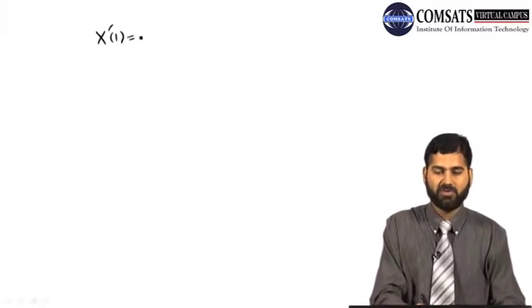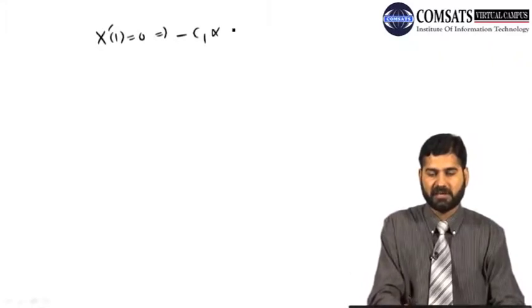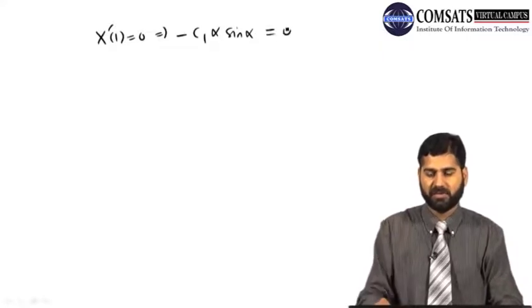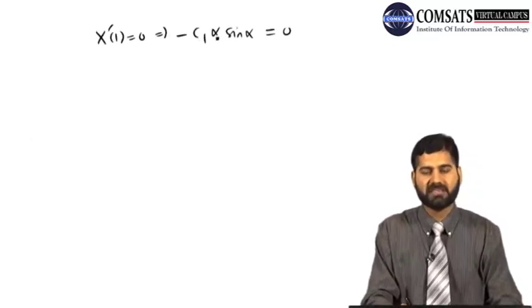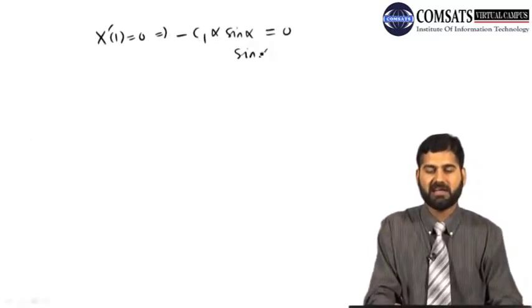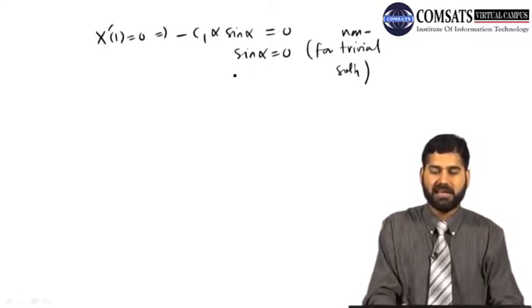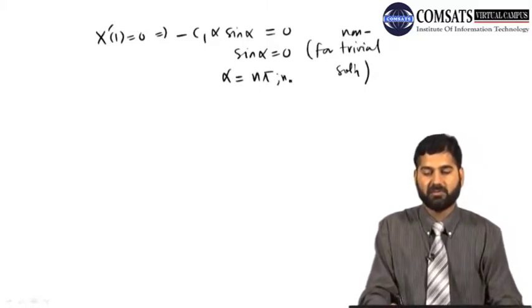X prime at 1 is equal to 0 implies minus c1 alpha sine alpha is equal to 0, because x is 1, so sine alpha. Again, c1 cannot be 0, alpha is not equal to 0, so the only possibility is that sine alpha is equal to 0, and this is the possibility for non-trivial solutions. For non-trivial solution, this should be the case, and again alpha becomes n pi, where n goes from 1 to infinity.